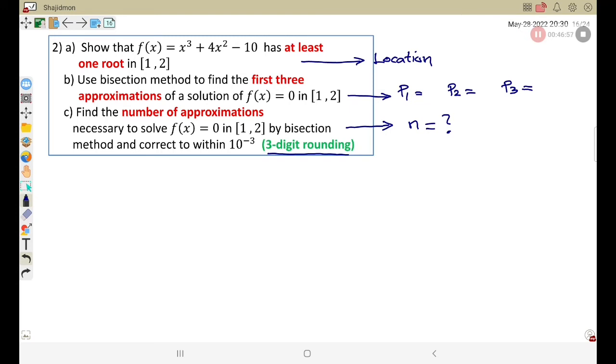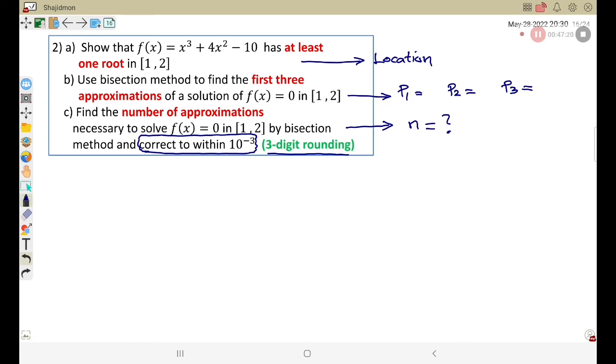Now here the question's error number is already given, just note that error number. What is the error number here? Correct to 2 within 10 power minus 3. In the C part, the error number is correct to 2 within 10 power minus 3. So let us start the question.